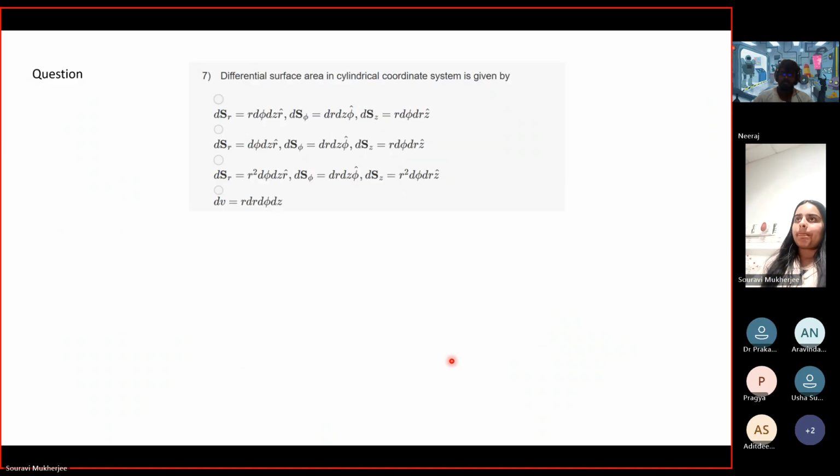Okay, now based on our discussion a few slides back about differential surface area and curvilinear coordinate systems, and how one can define arc lengths in a particular coordinate system, that's what is being asked. So for cylindrical coordinates, how do you do it?